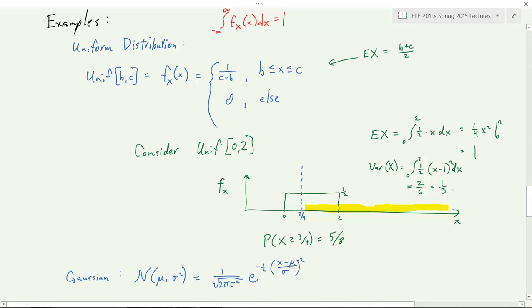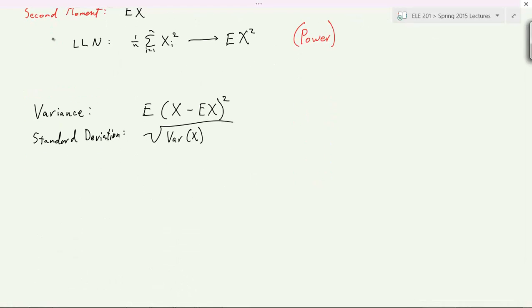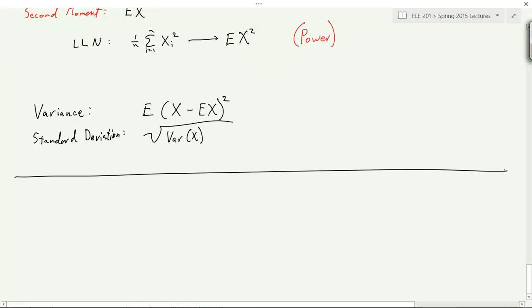Now, in general, for a uniform, let's look at the general statement. It's going to be (c minus b) squared over 12. Again, I just work out an integral exactly like I had here for the general case, and you'll get a variance like that. Last thing that we need to do here is go back to quantization. What can we say about quantization now?